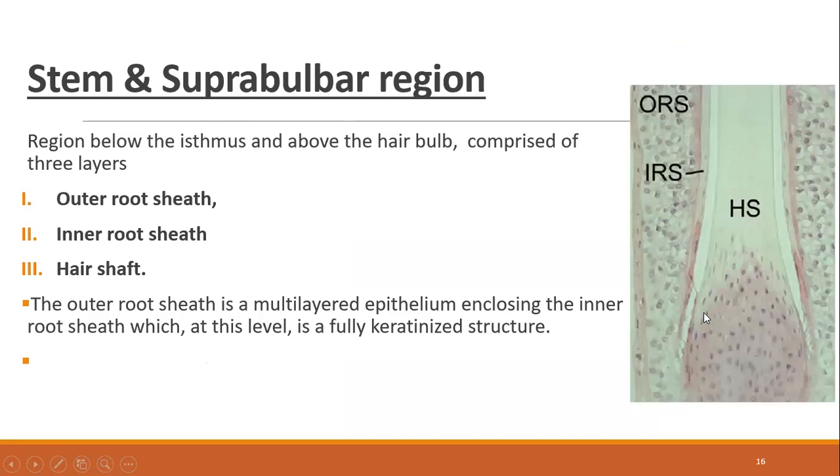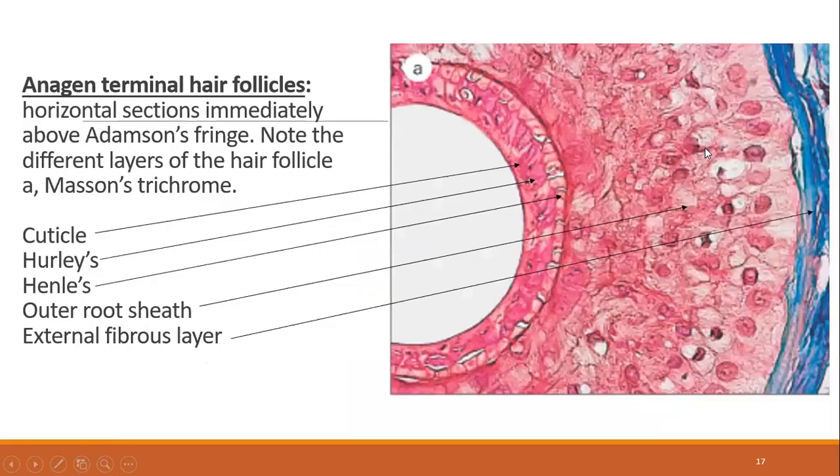The stem and the suprabulbar region. The region below the isthmus and above the hair bulb comprises 3 layers: the outer root sheath, the inner root sheath, and the hair shaft. The outer root sheath is multi-layered epithelium enclosing the inner root sheath, which at this level is a fully keratinized structure.